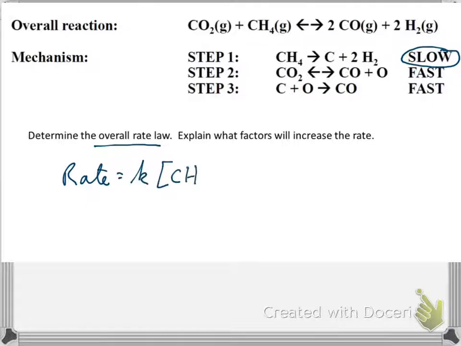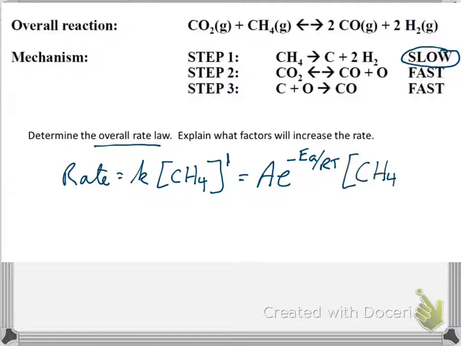So we could write the rate law directly from the slow step. We know the slow step here is the first step, so we can write it based on the molecularity of CH4, first order. That means the rate is the rate constant, which is A times e to the minus Ea over RT, times CH4. We tend not to write the rate law this way, but we can. It will help us explain what factors increase the rate.